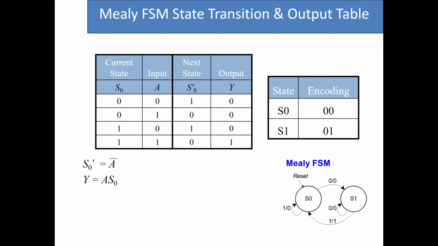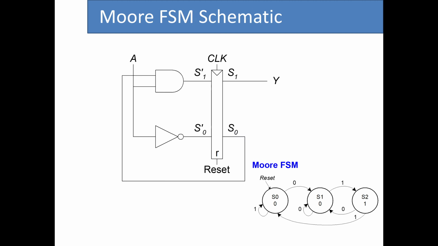So again, you can use both sum of product form, product of sum form, Carnot map. The most straightforward way is the sum of product form, but if you use, for example, Carnot map, you can get to a simpler equation. So now, based on these equations, we can easily draw the schematics of both Moore FSM and the Mealy FSM.